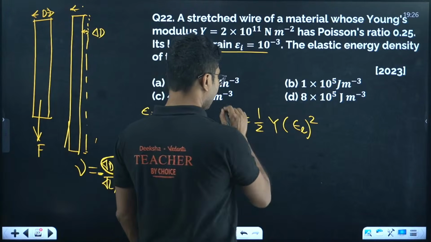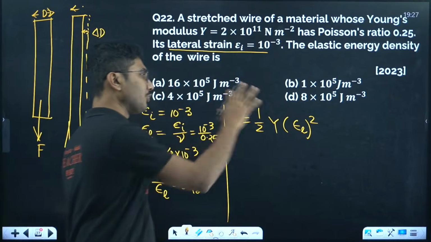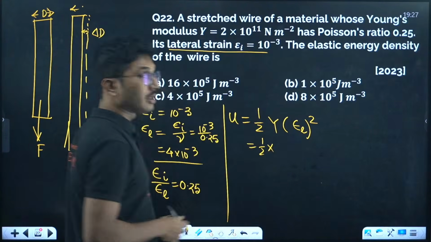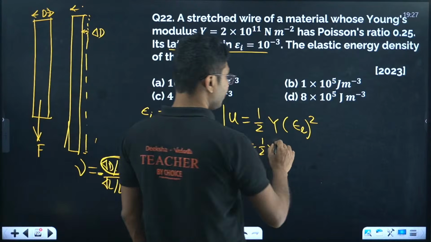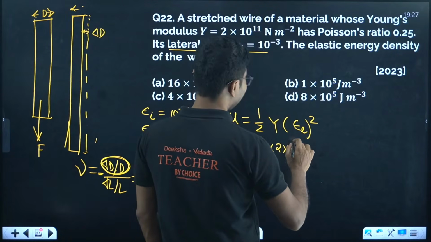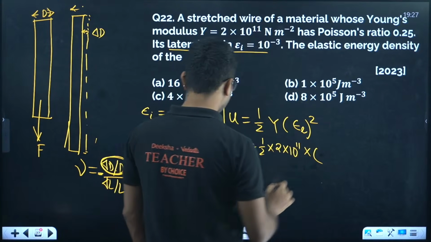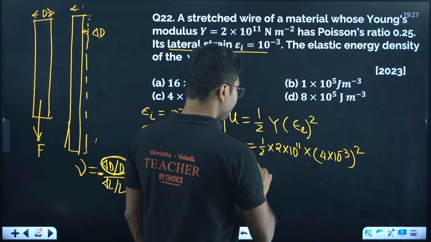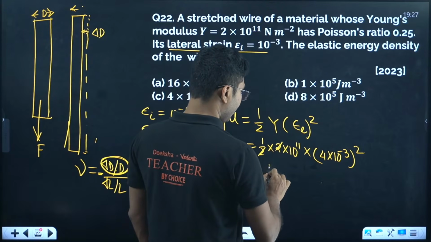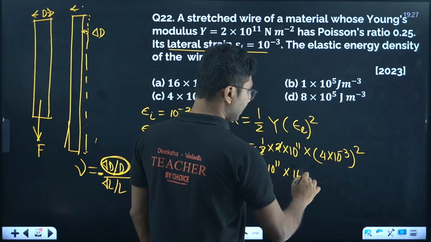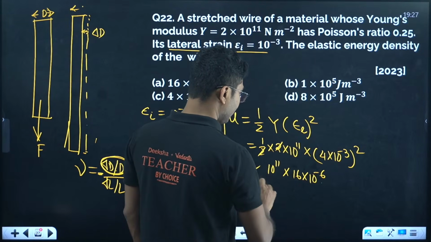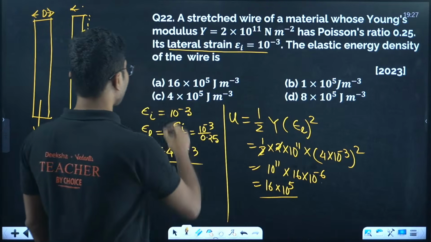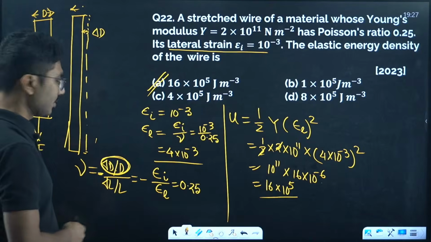Now we will go back to our energy density formula. This one also you have done the derivation, if you remember. But anyway, most of you don't remember, so you have to memorize the formulas. So Young's modulus is 2 into 10 to the power of 11 and epsilon L is 4 into 10 to the power of minus 3, whole square. So obviously 2 cancels, you get 10 to the power of 11 into 16 into 10 to the power of minus 6. So it will be 16 into 10 to the power of 5 joules per meter. So option A is correct.